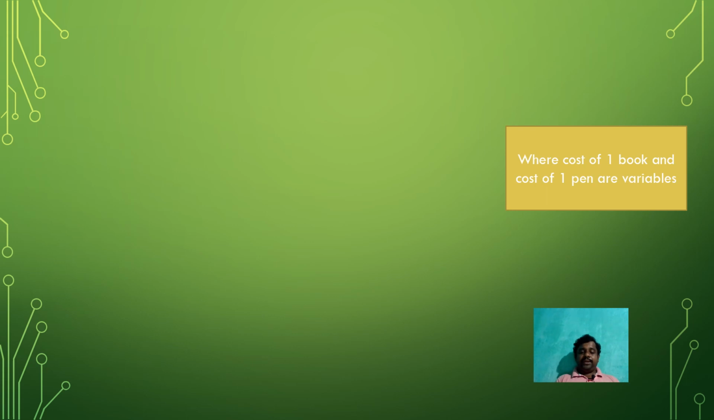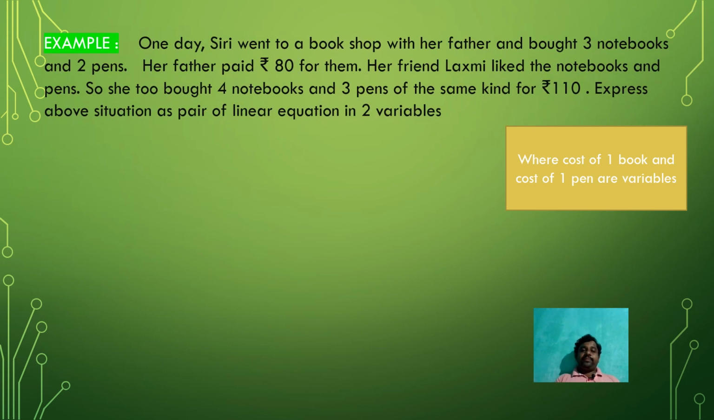Let us move into another example. All of you read this question. One day, Siri went to a bookshop with her father and bought three notebooks and two pens. Her father paid 80 rupees for them, 80 rupees for three notebooks and two pens.